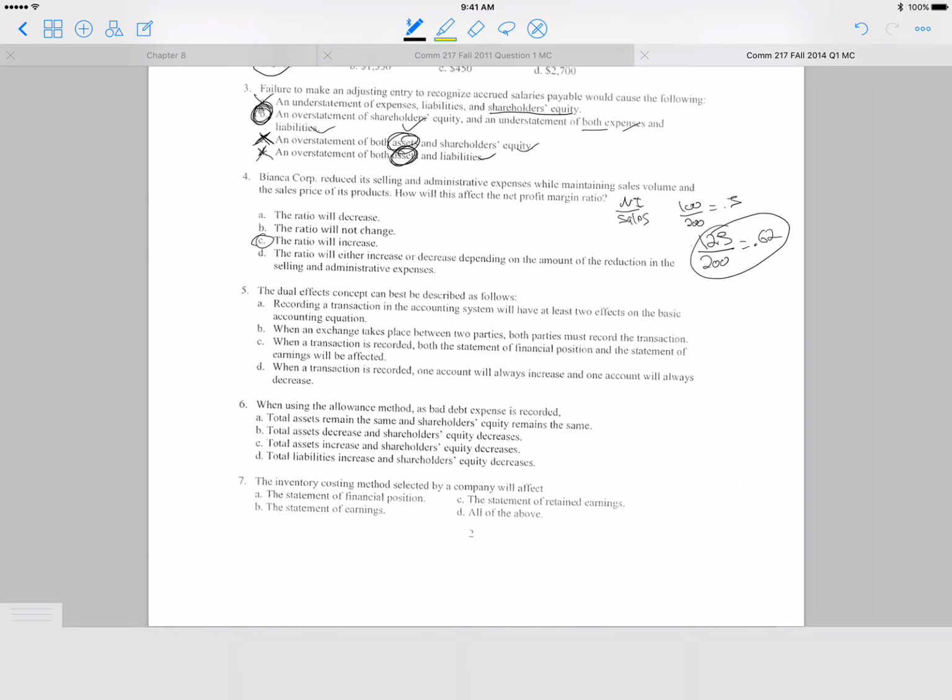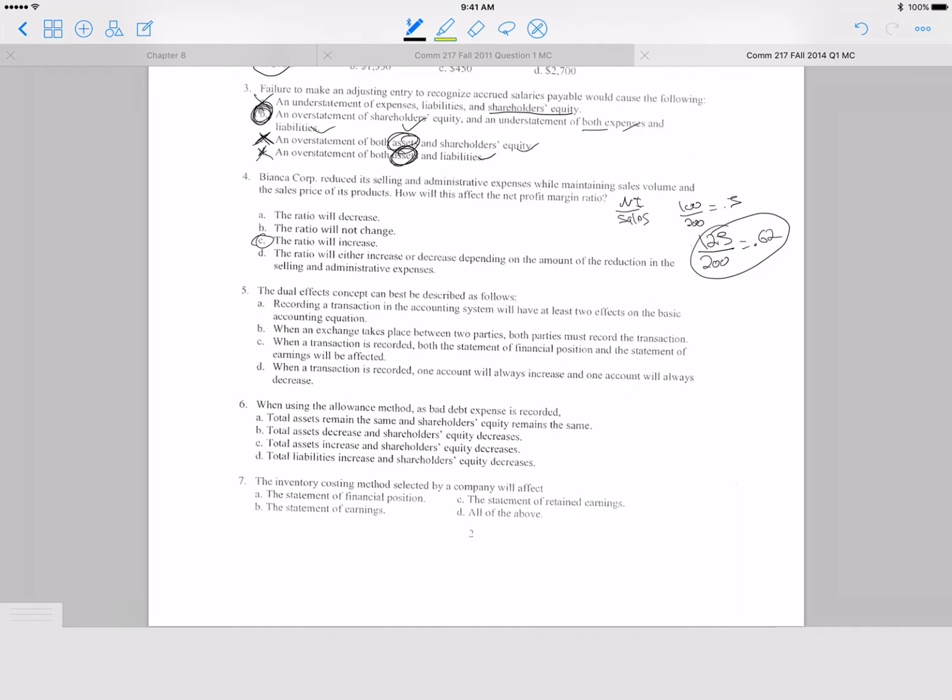All right, so number 5 says the dual effect concept can be described as follows. So the dual effect, just before we start, is that there has to be an equal debit and credit. There can't be an unequal debit because that would go against the general accounting equation, which is assets equals liabilities plus shareholders' equity. So let's look at the possible answers.